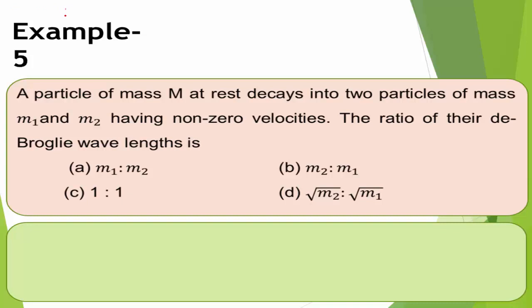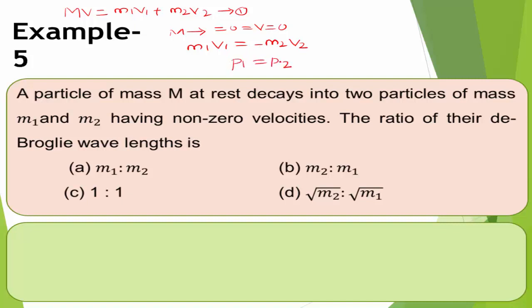By using the law of conservation of momentum, mv is equal to m1 v1 plus m2 v2. This is equation number 1. But here m is initially at rest, so the velocity of that particle is 0. Now you can write equation number 1 as m1 v1 is equal to minus m2 v2. It means that the magnitudes of momentum of both the masses are equal, p1 is equal to p2.